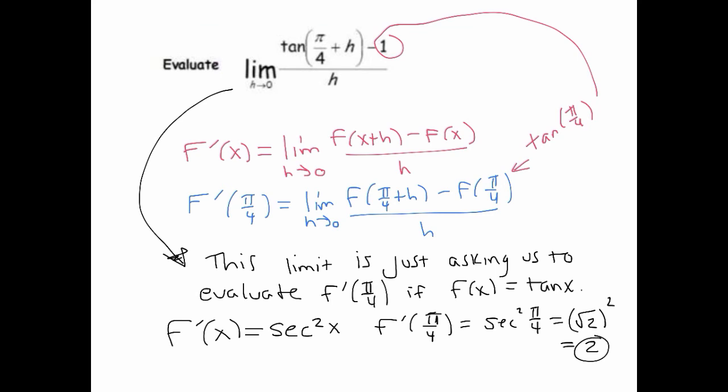The point of this problem is that we did not actually evaluate the limit by doing any algebra. We recognized the structure underlying this limit as the definition of the derivative of tangent at x equals pi over 4, and then we used our knowledge of that derivative and our knowledge of trig to get the answer. So for those taking the AP exam, be on the lookout for those type of problems.